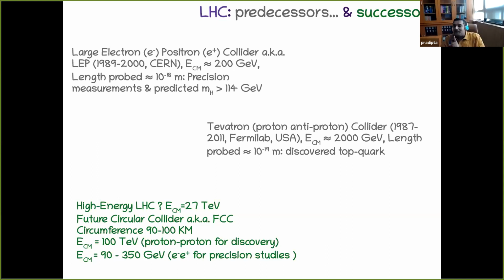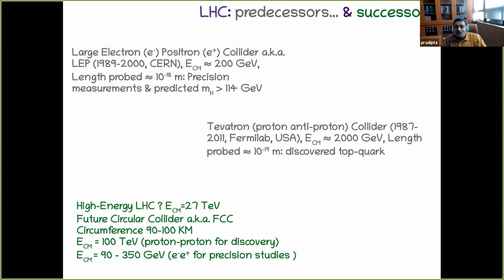And one more interesting thing is that you should appreciate the way the experimentalists are working. The circumference of the Large Electron Positron Collider was 27 kilometers, and that is precisely the circumference of the LHC. So even when they were building this e+e- collider, they already thought of this proton-proton collider. That is why they made it so big. This is called future vision, and that's why they are way ahead of us.